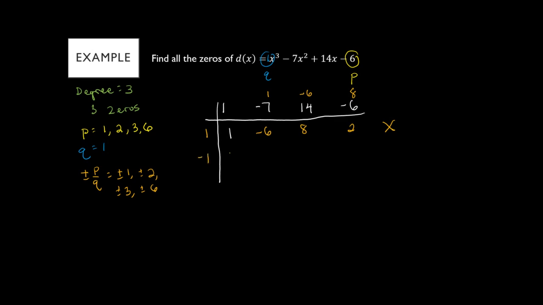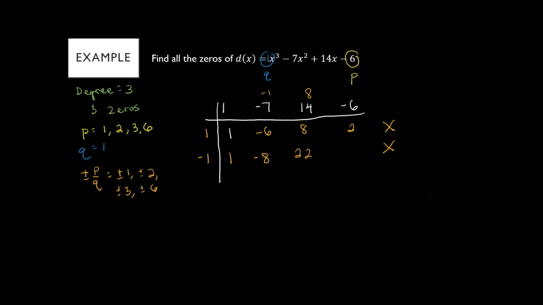So now I'm going to try -1. So let me just erase what I've got up there. That -1 times 1 is -1. Minus 7 is -8. Times -1 is 8. That gives me 22. And then times -1, that's a -22. That's getting further away.